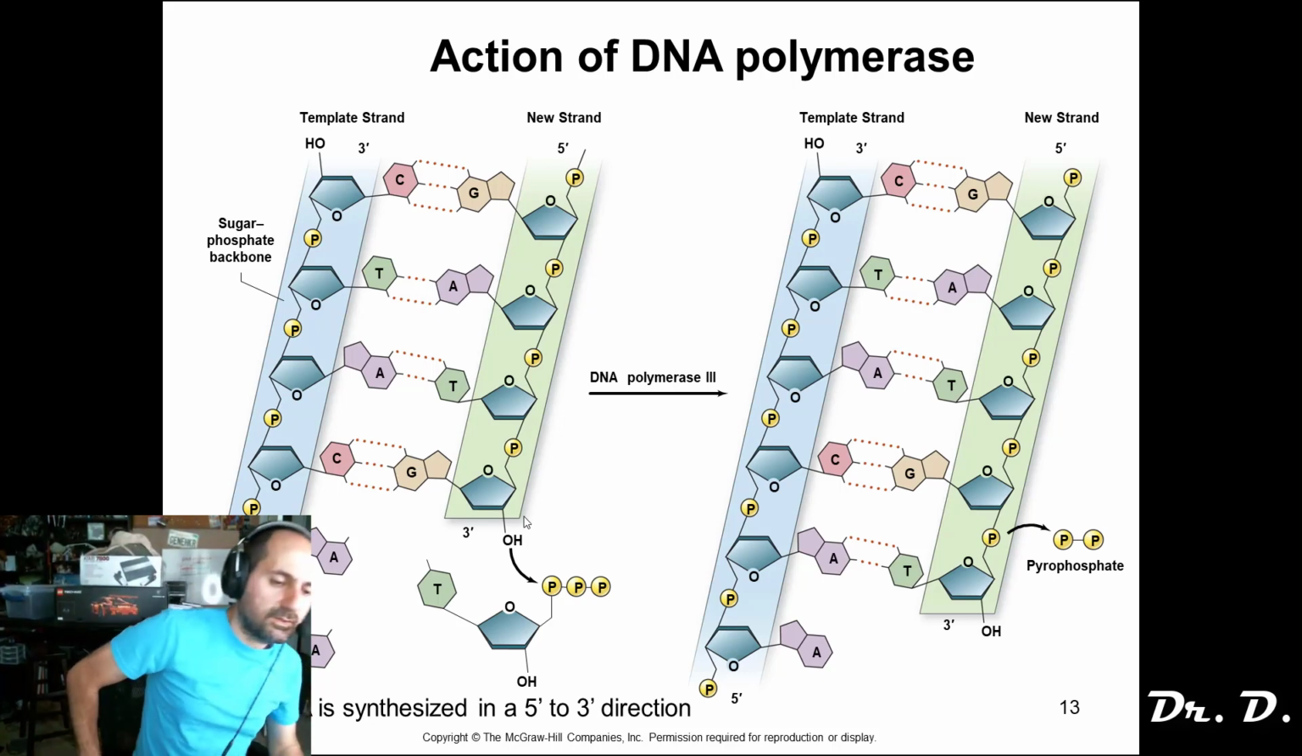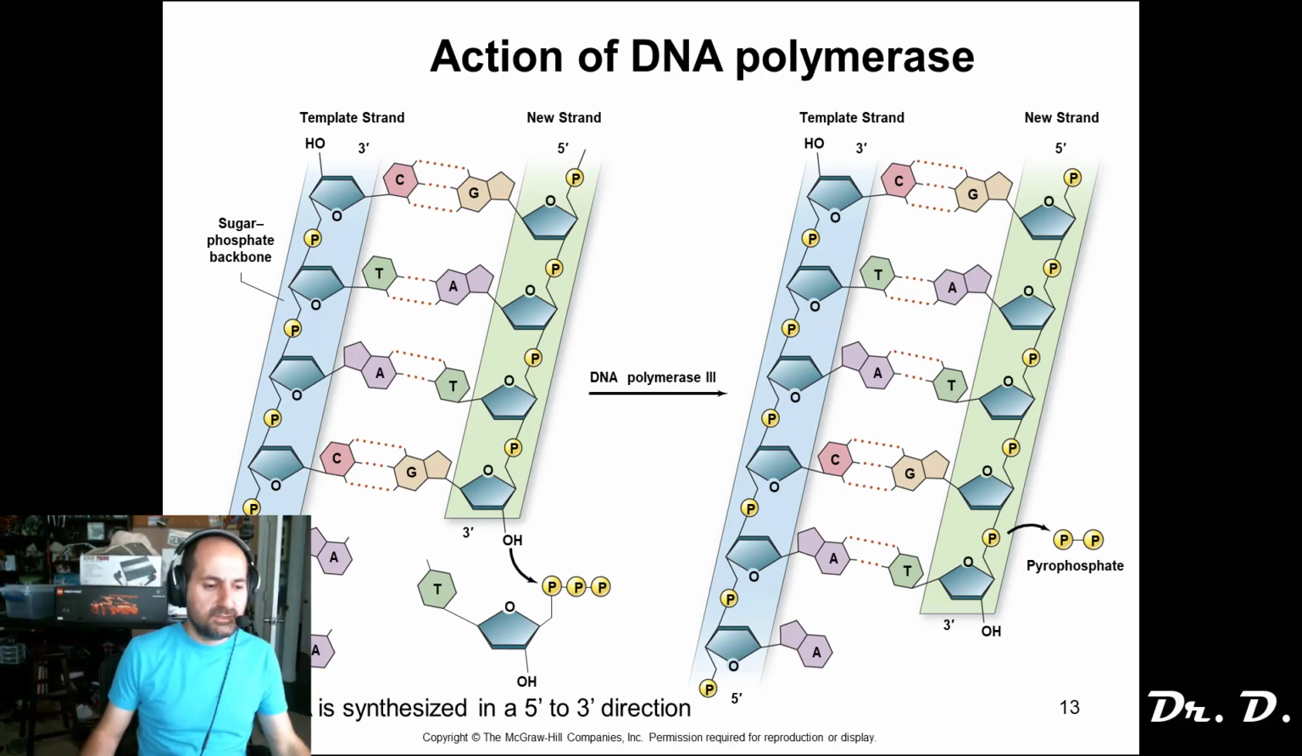All right, so what you need to know is what it says at the bottom here. DNA is synthesized in a 5' to 3' direction. What does that mean? Take a look. The daughter strand is being synthesized from 5' towards 3'. DNA polymerase 3 can only add nucleotides to the 3' end of the growing strand of DNA. It cannot add nucleotides to the 5' end.